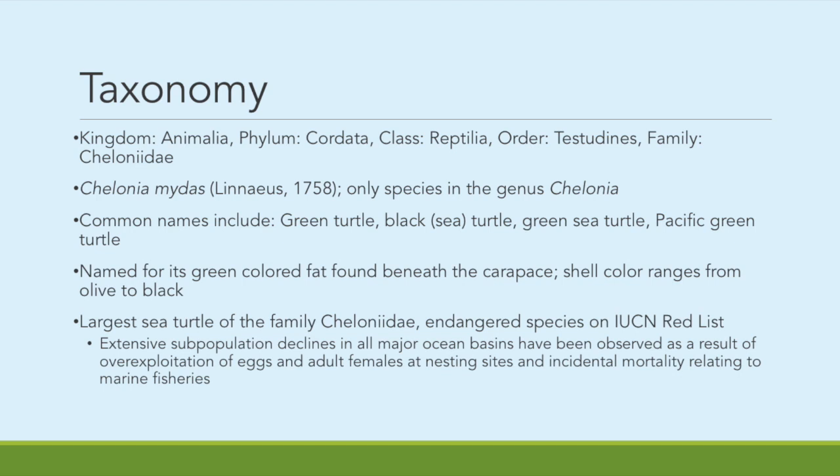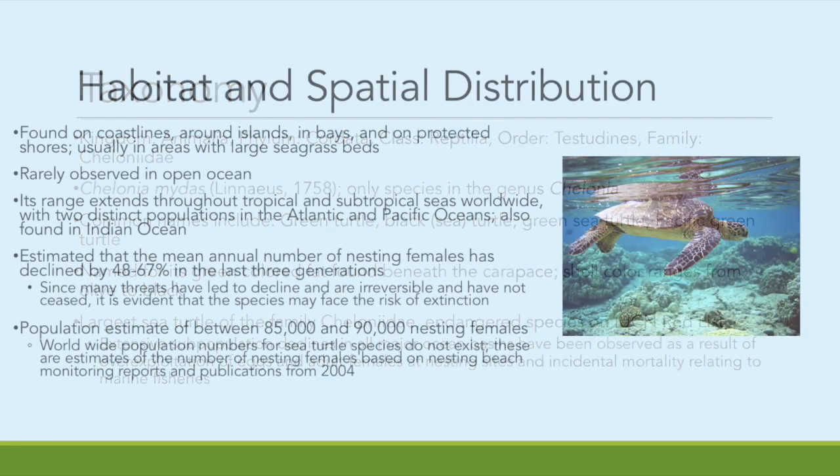It is named for its green-colored fat found beneath the carapace, and its shell color ranges from olive to black. It is the largest sea turtle of the family Chelodinae, and it is an endangered species on the International Union for Conservation of Nature Red List. This is due to extensive subpopulation declines in all major ocean basins that have been observed as a result of the overexploitation of eggs and adult females at nesting sites and incidental mortality relating to marine fisheries, as well as a number of other factors.